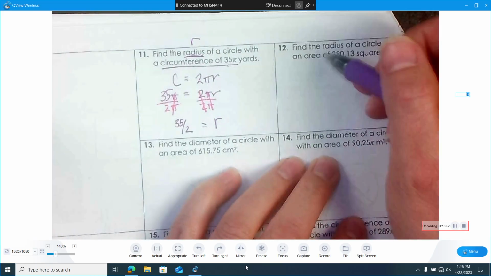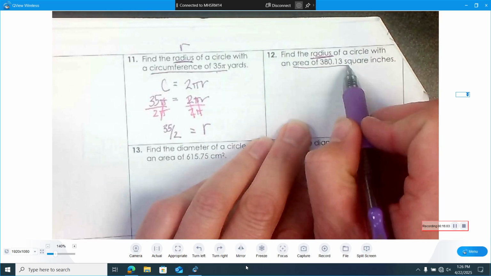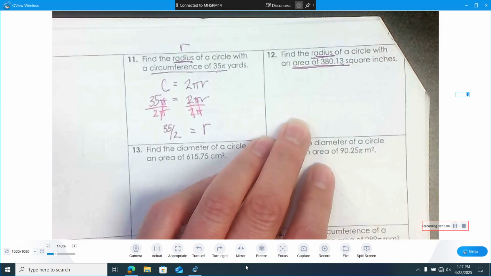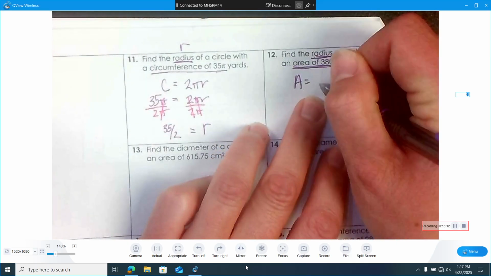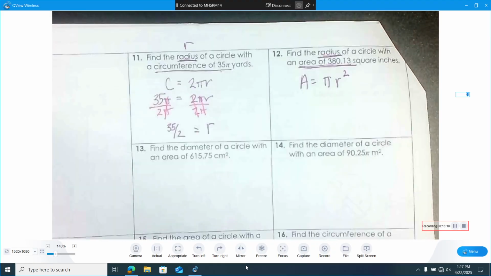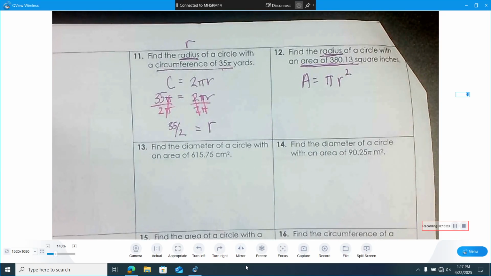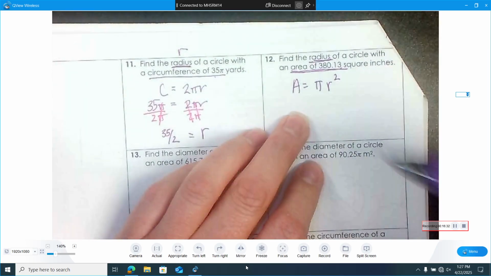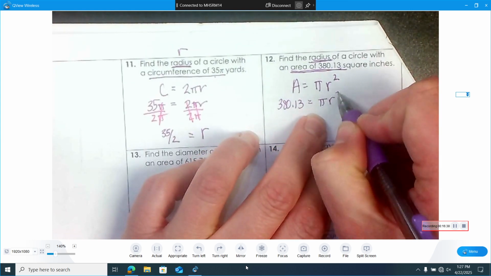Okay. 12 and 14. We want to find the radius of a circle with an area of 380.13. Which formula should we use now? The area formula. What is it? Pi radius squared. Very good. A equals pi radius squared. Now, I will tell you right now, you need to memorize these formulas. It's absolutely essential that you memorize these formulas. So please write them down until you have them memorized. Okay, so we're going to replace A with 380.13 equals pi times radius squared.